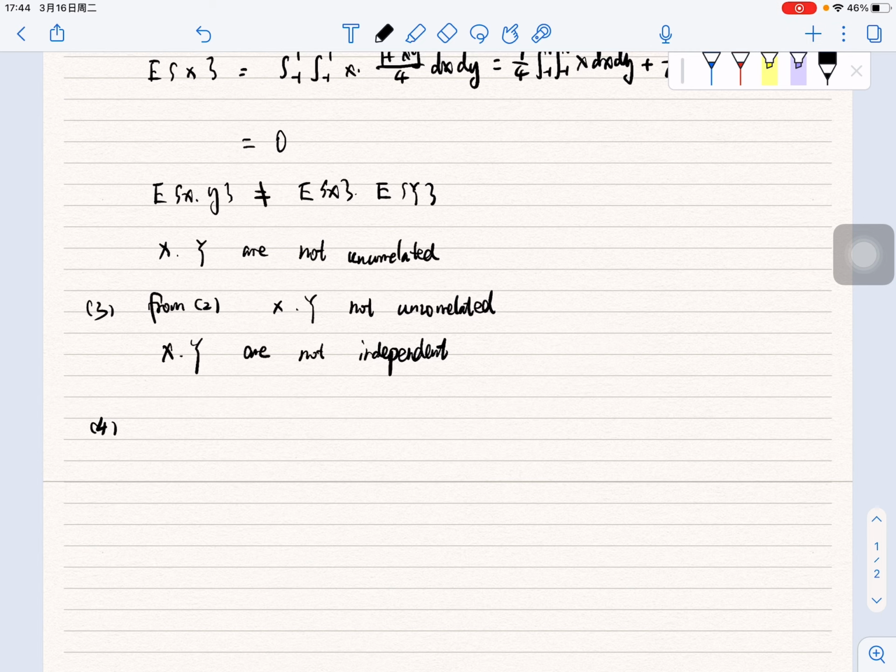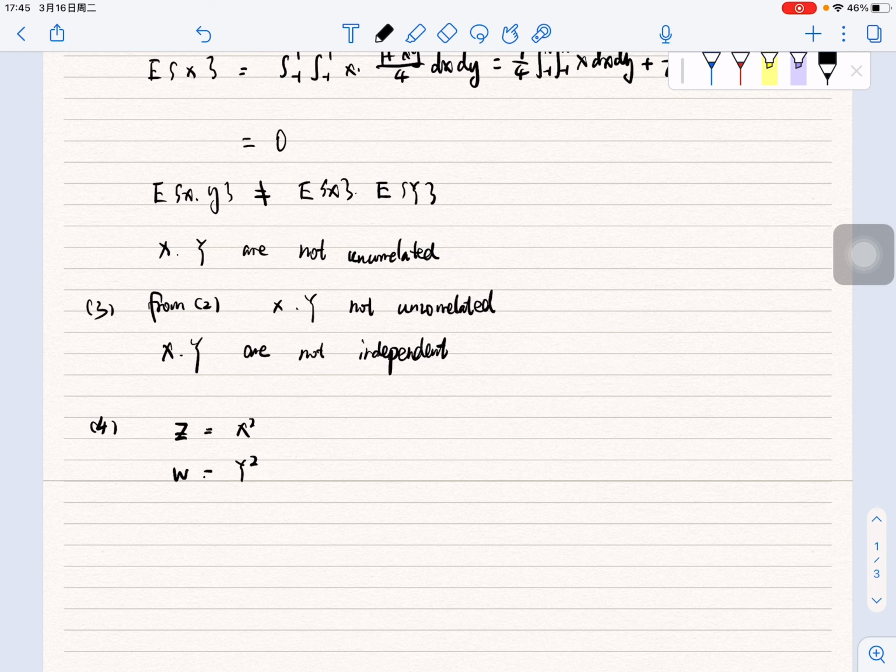Now next is question 4. We need to find the joint density function of x squared and y squared. We can set that z equals x squared and w equals y squared. We can calculate the differentiation. J here is 2x 0 0 2y, and the result is 4xy. We also know that z equals x squared, w equals y squared. They have 4 roots.